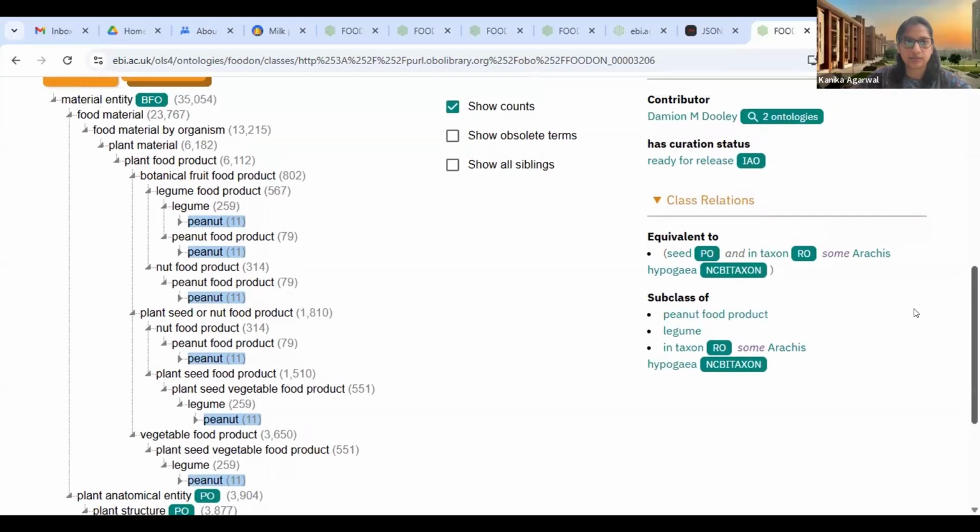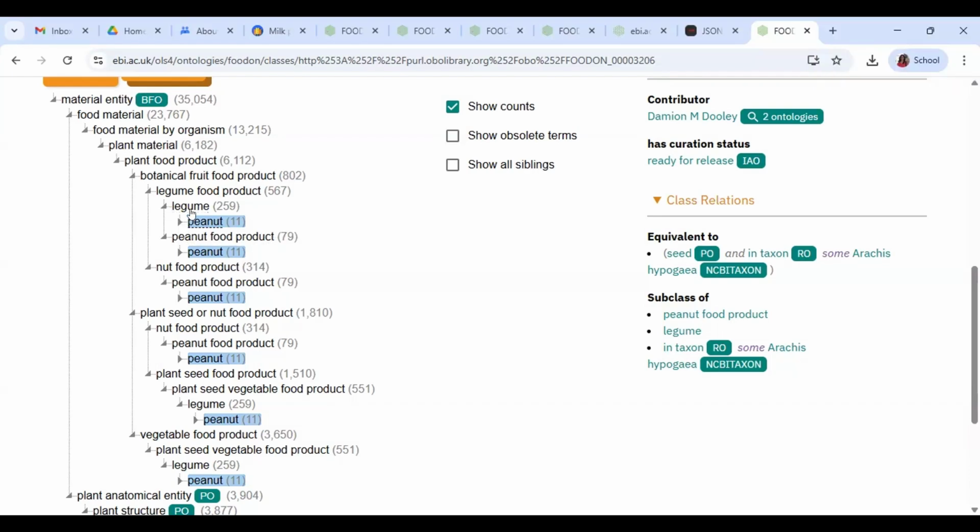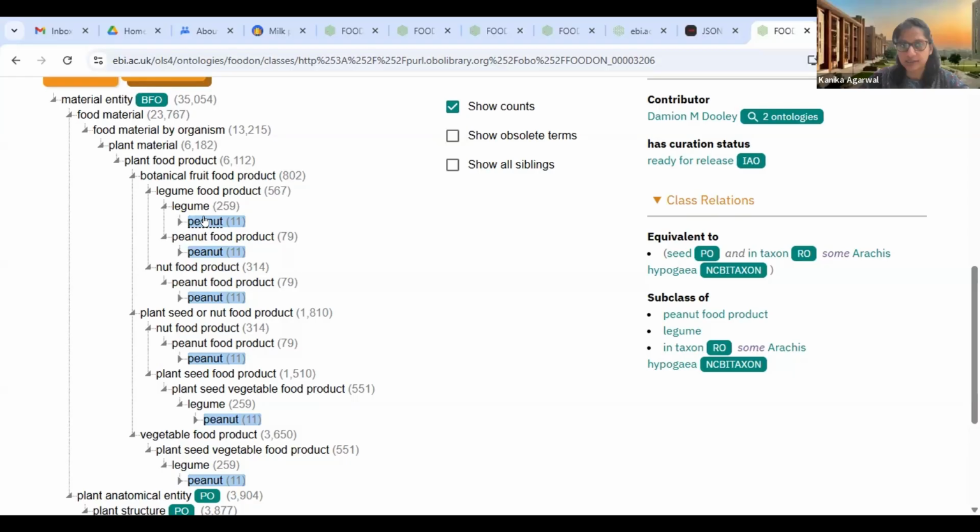Coming back, this is the basic formal ontology. So it's food material. If you look at food material by organism, it's a plant material. A plant food product, again a subcategory, is botanical food product. It comes under legumes. Then again, there are different sets of legumes. In this, we have peanuts. In peanuts, we have peanut food product. Again, it could be a nut food product, or it could come under vegetable food product.